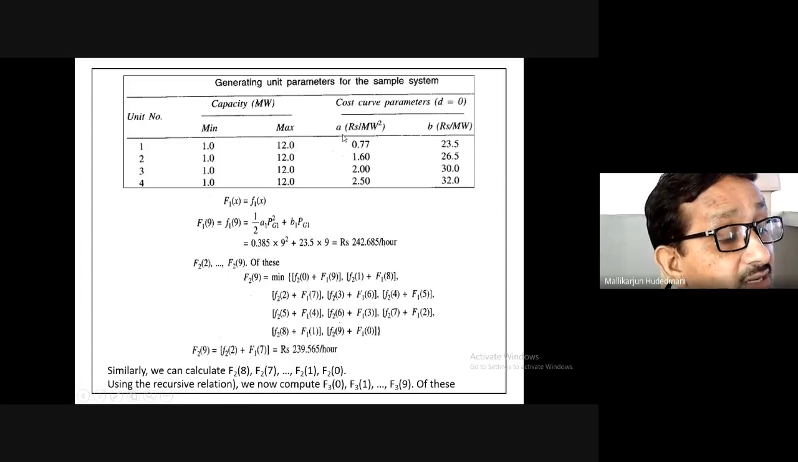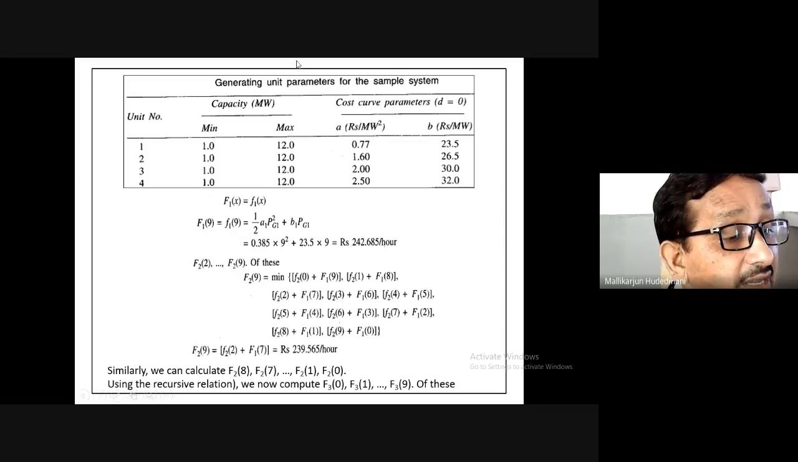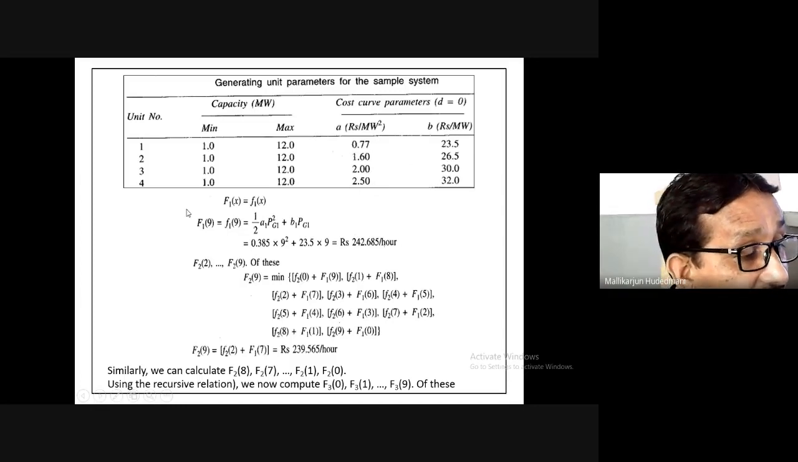So depending upon the type of representation of fuel cost, these coefficients are characterized. A and B are given, C is not given. Then how can I write this? Unit number 1, unit number 2, unit number 3, unit number 4. So how are these used? You can just see this directly.